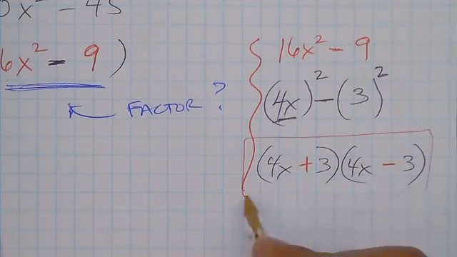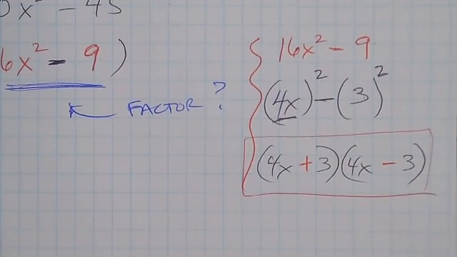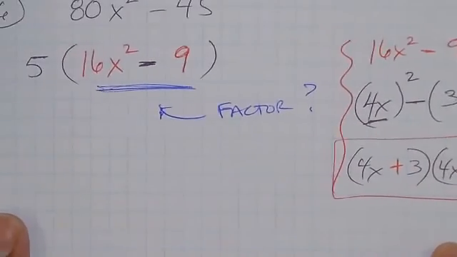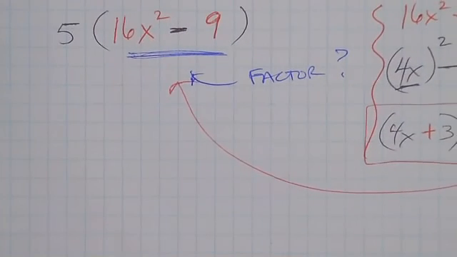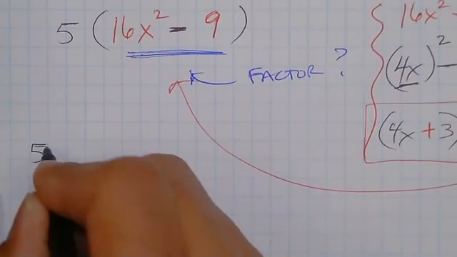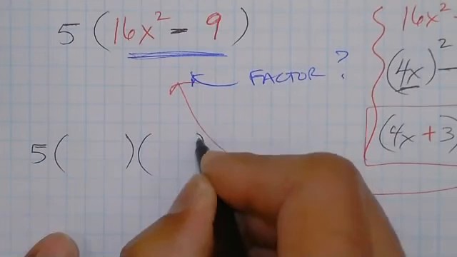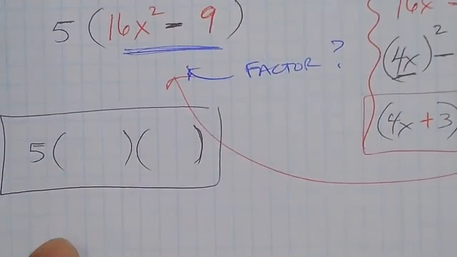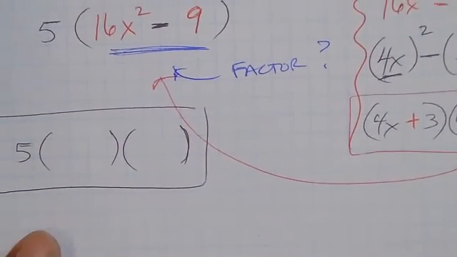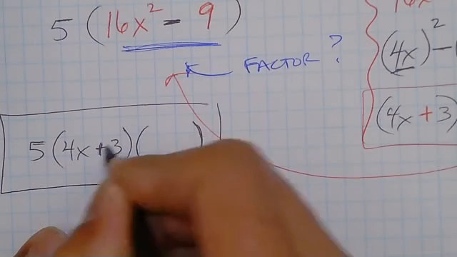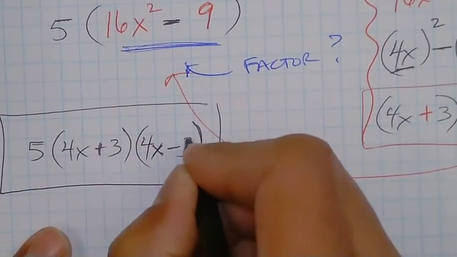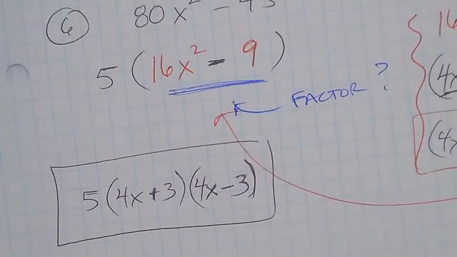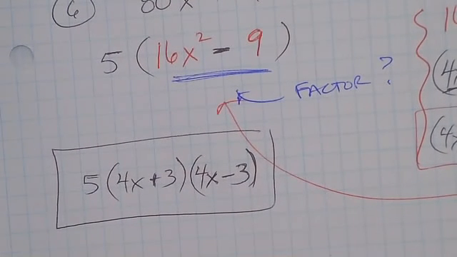So how does 16x squared minus 9 factor out? It actually factors out to this. Yeah? So we're going to put that right there. So the answer, or the factored form, you still got the 5 out there. The final factored form is 5 parentheses, and one of them is 4x plus 3. The other one is, all right, because now we learned that the difference of squares, that's a real popular one.